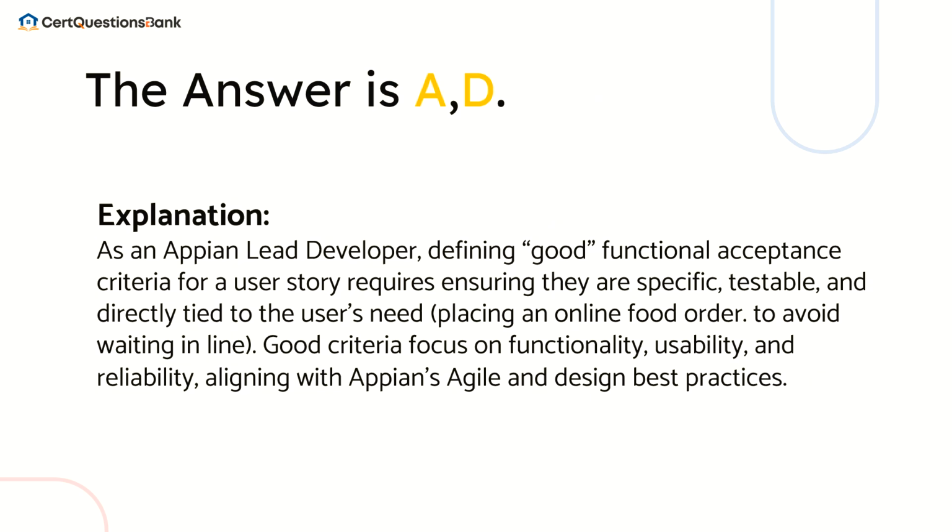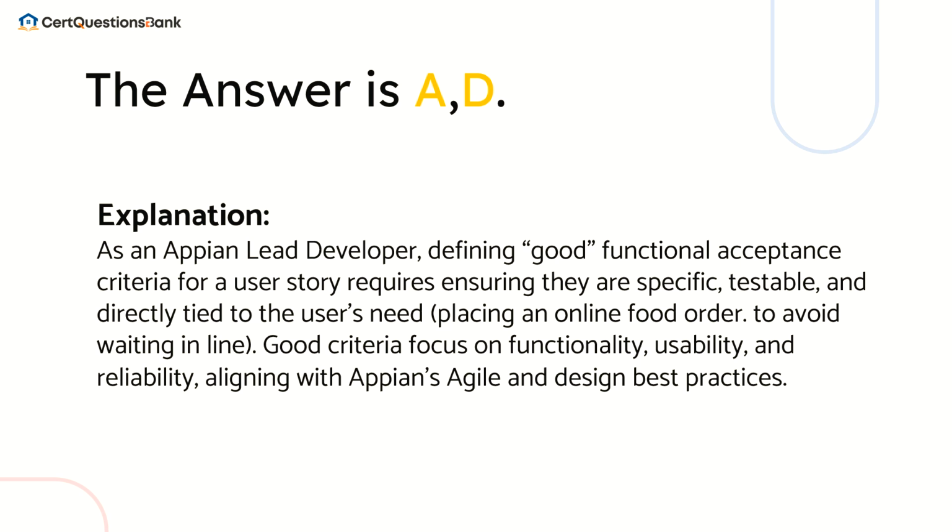As an Appian Lead Developer, defining good functional acceptance criteria for a user story requires ensuring they are specific, testable, and directly tied to the user's need, placing an online food order. To avoid waiting in line, good criteria focus on functionality, usability, and reliability, aligning with Appian's agile and design best practices.